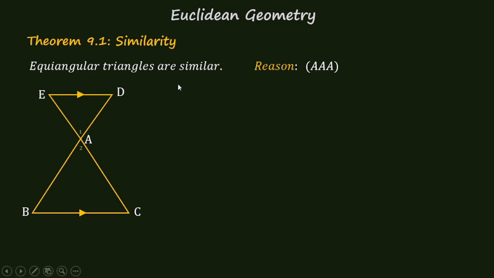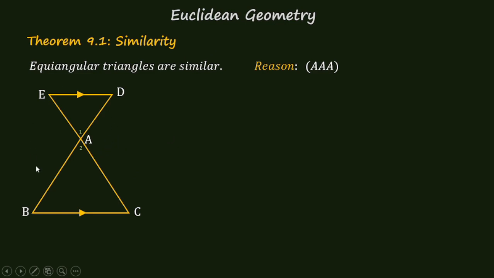So the first condition that we're going to look at is that of equiangular triangles. So equiangular triangles are similar. This is what the statement is saying. And this is the reason that we are using angle, angle, angle. So it shows that equiangular triangles will be similar to each other.